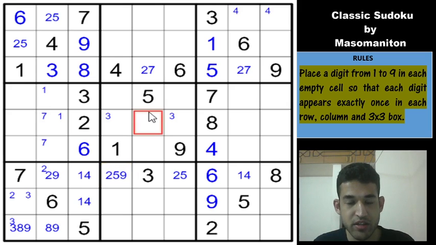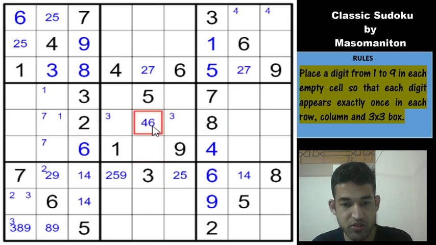Okay, so if I look at this cell, there are only 3 possibilities. 159 is ruled out and 238 is also ruled out. So this must be 4, 6 and 7.